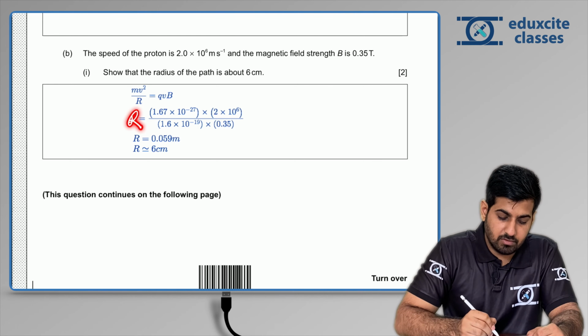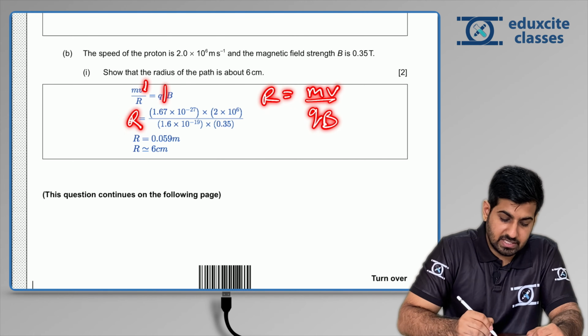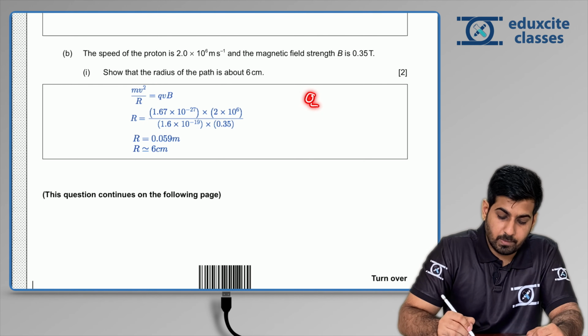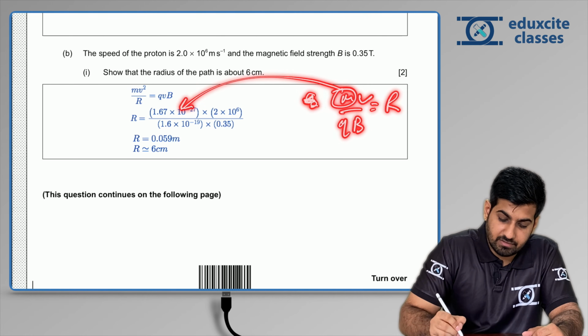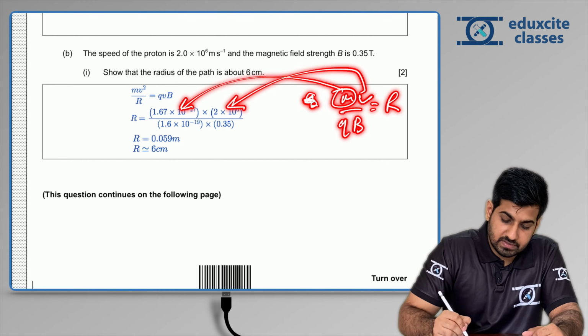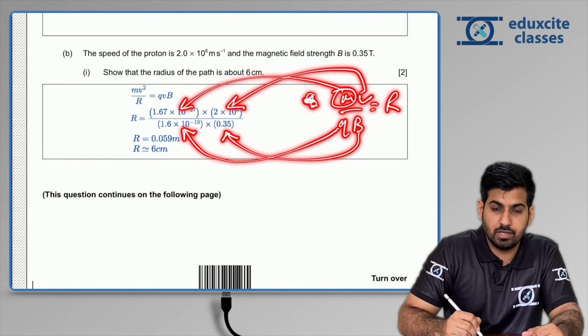So r will be equal to mv by qB, because one v will get cancelled out. So mv upon qB will be equal to r. So mass is 1.67 into 10 raised to the power minus 27, v is given to us, q is 1.6 into 10 raised to the power minus 19, B is also given to us.